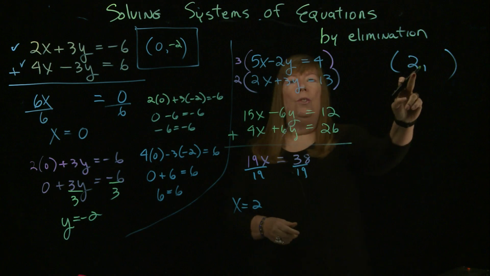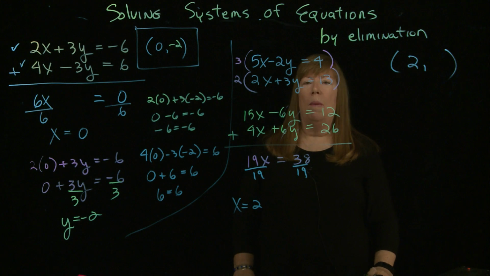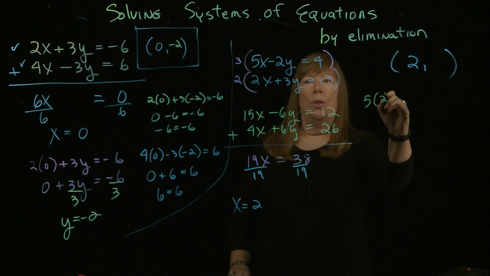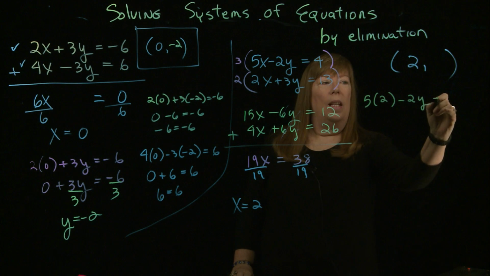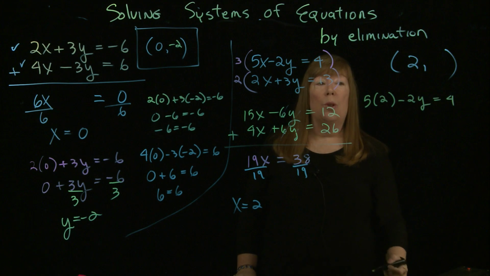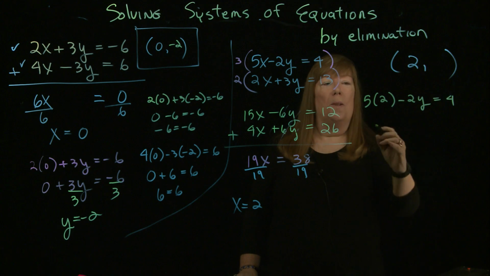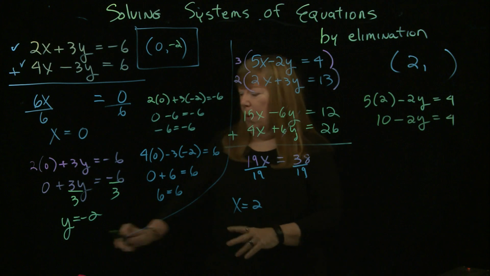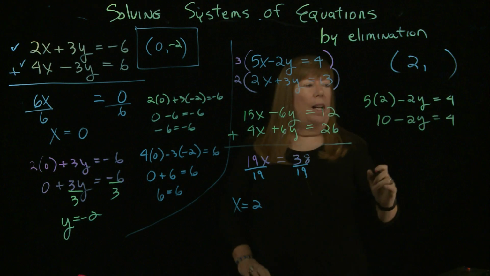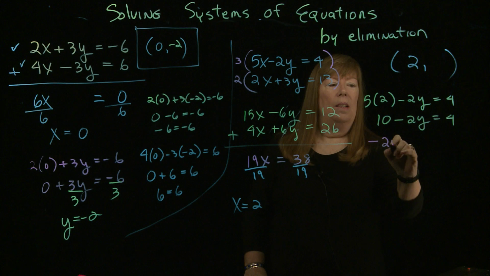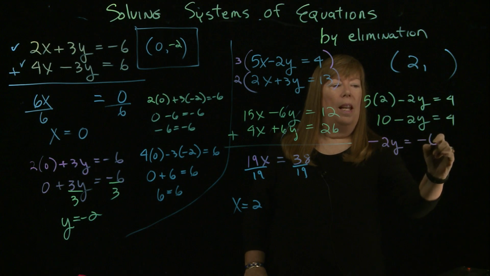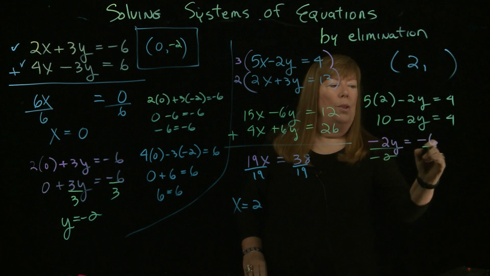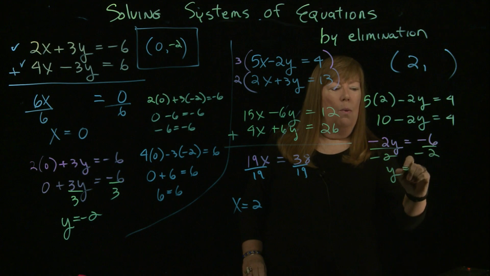So let's substitute a 2 into either equation. It doesn't matter which. Let's pick the first one. 5 times 2 minus 2y equals 4. So what we're doing now is solving for the y that goes right here. 10 minus 2y equals 4. Let's subtract 10 from both sides, and we'll have negative 2y equals negative 6. And finally, let's divide by negative 2. Looks like y equals 3.